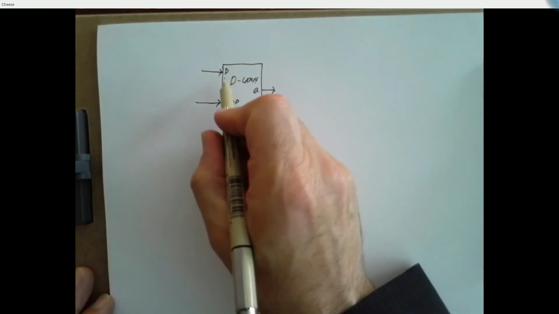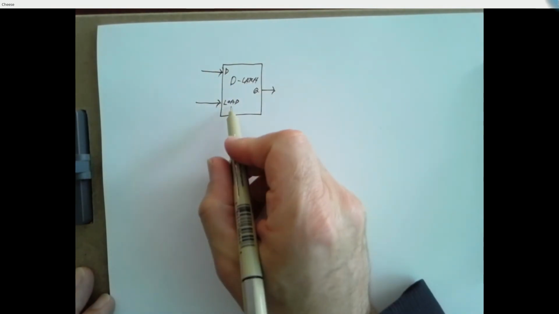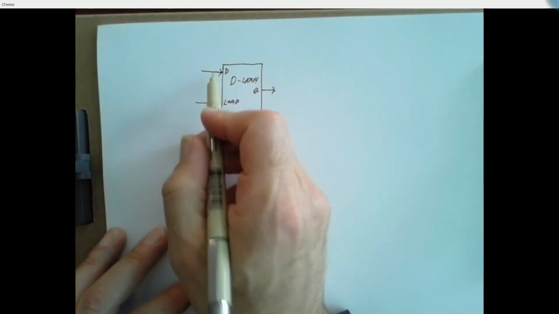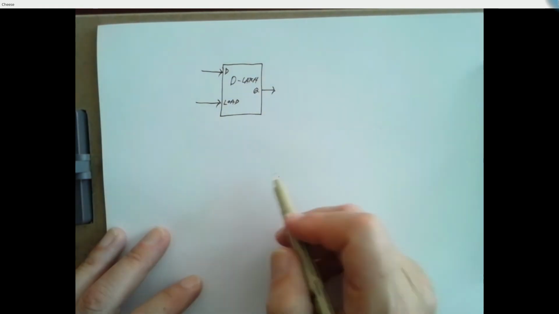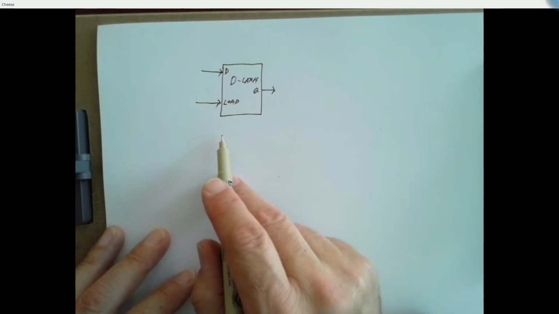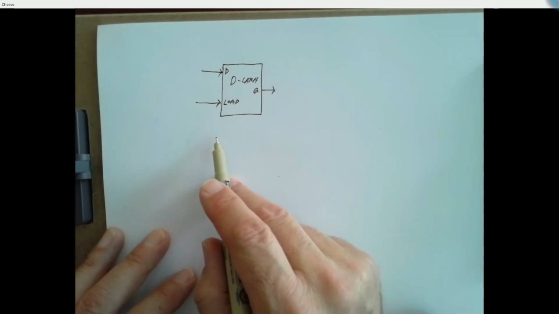So whatever value you put on here, if you raise this load line, it basically loads that value into the memory. And then when you drop the load line to a 0, that value is stored inside the memory. So if you want to store a 0, put a 0 on D, raise your load line, drop your load line. If you want to store a 1, put a 1 on D, toggle your load line. Make sense?